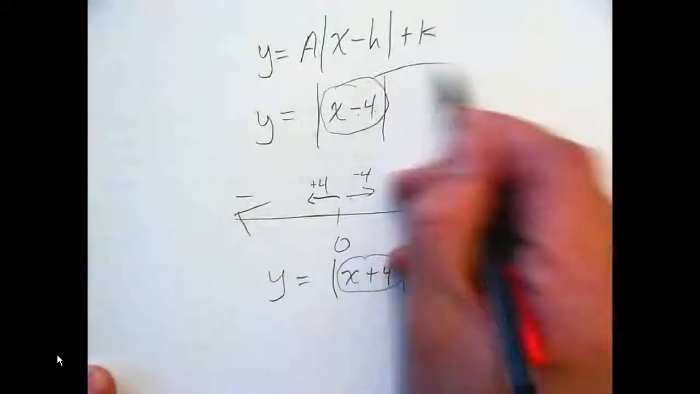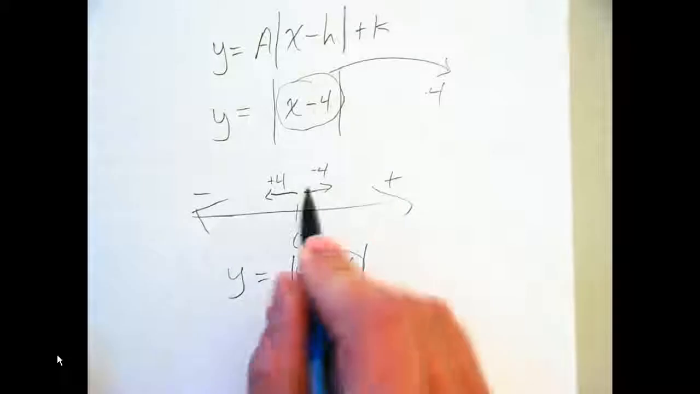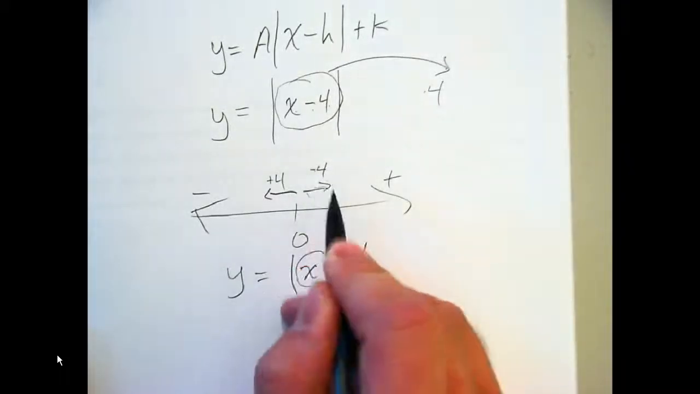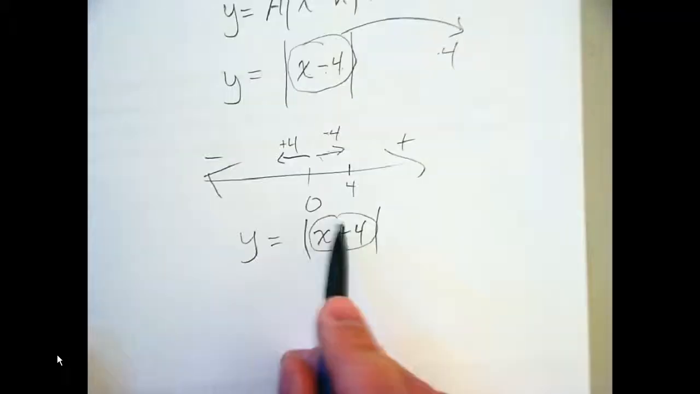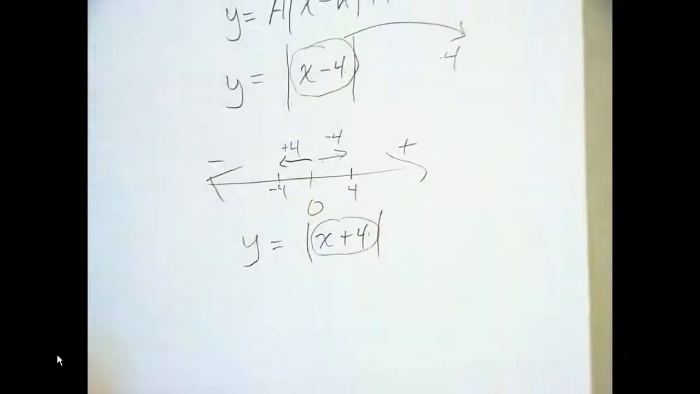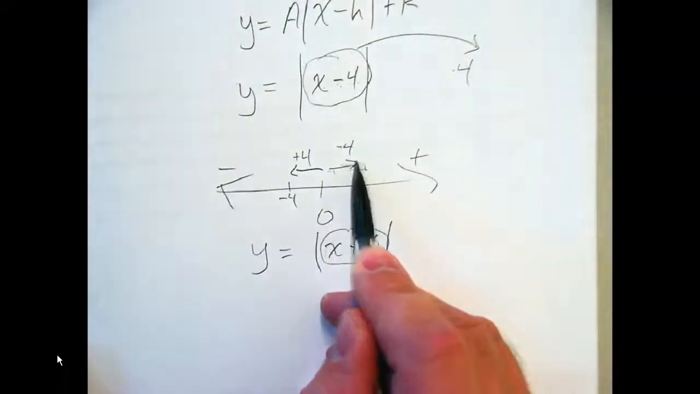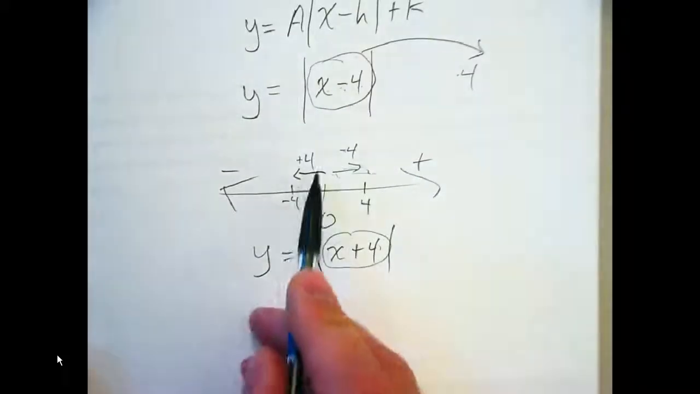So what makes this thing equal 0 is 4. So it shifts this way, 4. And what makes this 0? Negative 4. So it shifts to negative 4. You can also just memorize, if it says minus 4 on the inside, it goes to the positive 4. And if it says plus 4, it goes to the negative 4.